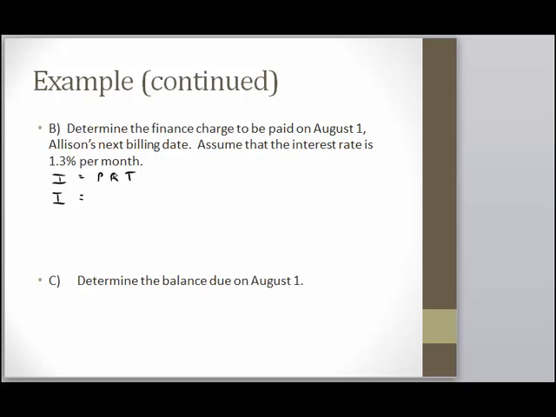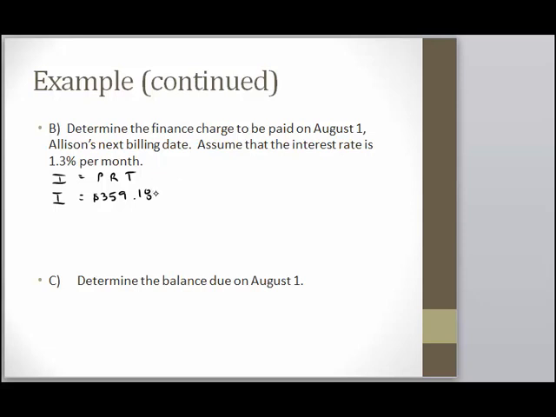We know that the principal is $359.18. That is our average daily balance. And remember that that is what we're using in this method to calculate the finance charge. So average daily balance is $359.18. That's what we found on the last slide.